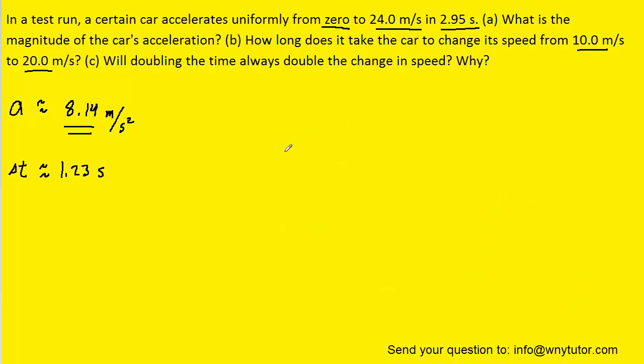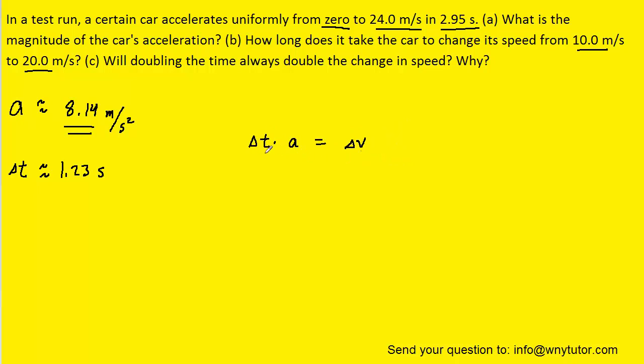Finally, to part C, will doubling the time always double the change in speed? Let's consider the acceleration formula one more time. In this case, what we want to do is solve the equation for delta v. So in order to do that, we're going to multiply both sides by delta t. And that way, on the right-hand side, the delta t's will cancel.